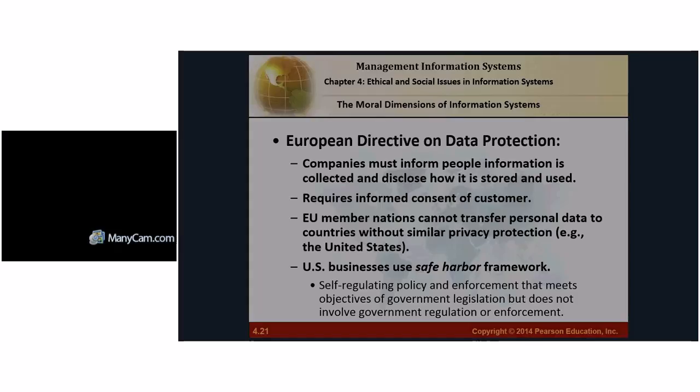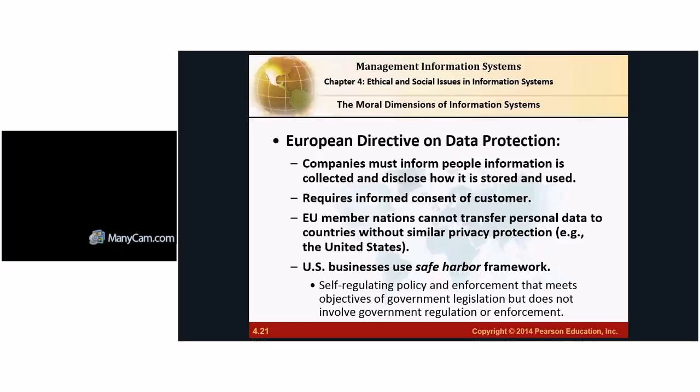So this is the European Directive on Data Protection. Companies must inform people that information is collected and disclose how it is stored and used. It requires informed consent of the customer. EU member nations cannot transfer personal data to countries without similar privacy protection. US businesses use the safe harbor framework, a self-regulating policy and enforcement that meets the objectives of government legislation but does not involve government regulation or enforcement.